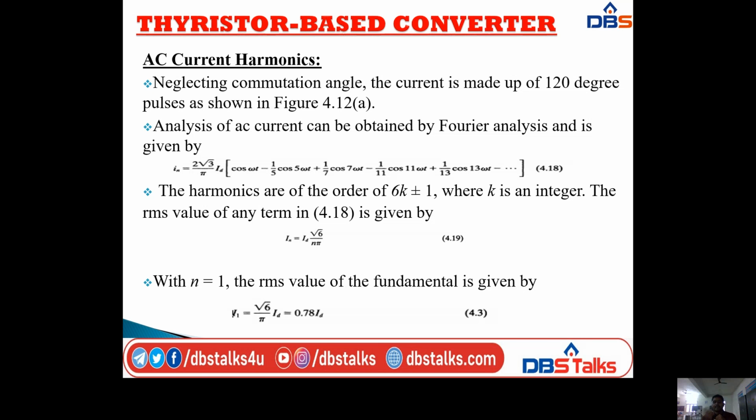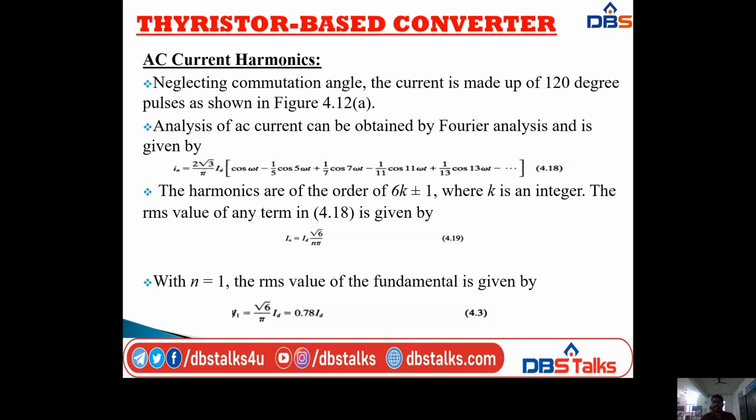So analysis of AC current can be obtained by Fourier analysis and is given by In is equal to 2√3 by π into Id of cos ωt minus 1 by 5 cos 5ωt plus 1 by 7 cos 7ωt minus 1 by 11 cos 11ωt plus 1 by 13 cos 13ωt and so on. Like that, the analysis of AC current is obtained from the Fourier analysis. So here the harmonics are of the order of 6k plus or minus 1, where k is an integer.